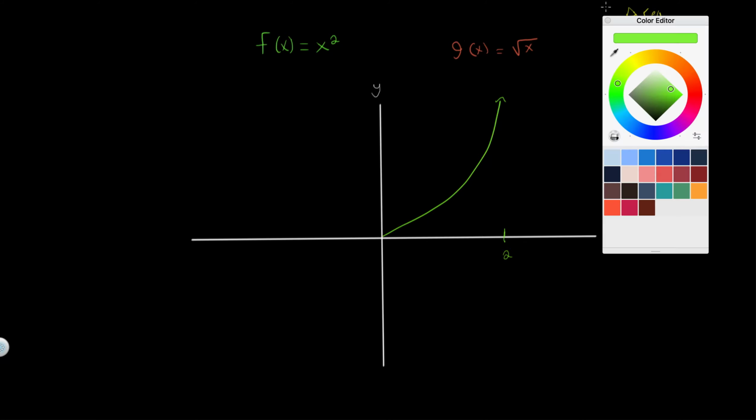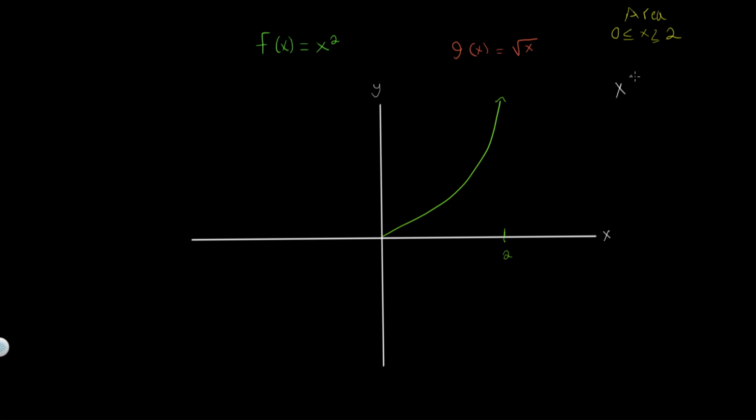So how do we figure out where these two intersect? Well, we can just set them equal to each other, right? x squared is equal to the square root of x. And we know that they intersect at 0. When x is 0, this is a solution. And also, when x is 1, this is a solution, right? And those are the only two solutions. So let's change this from 0 to 1. So we want to find the area from 0 to 1.